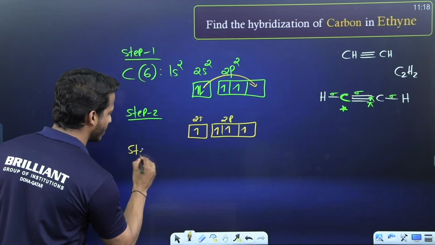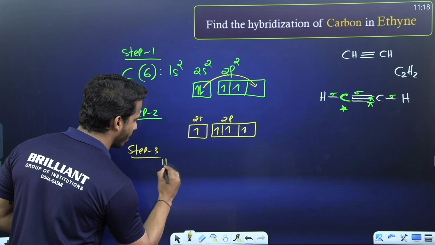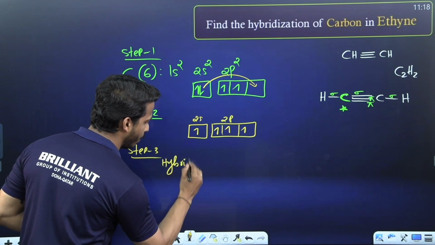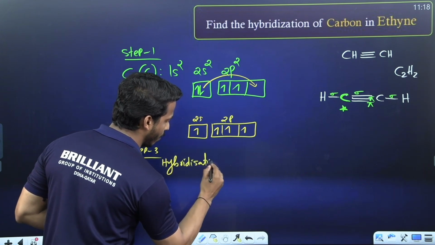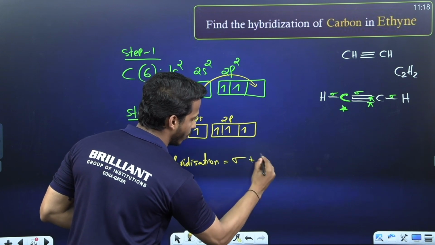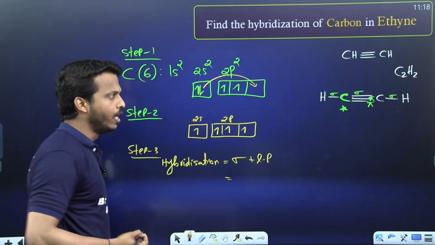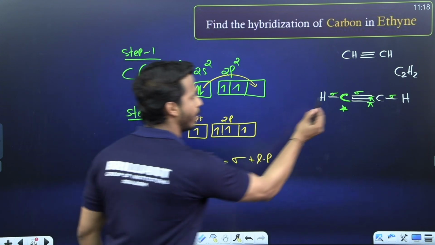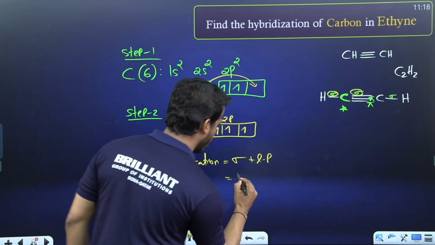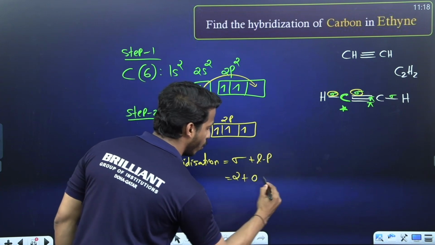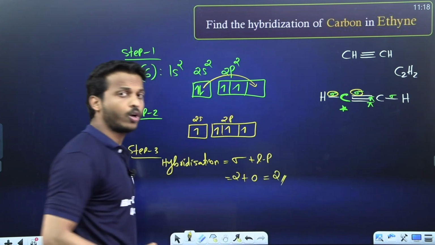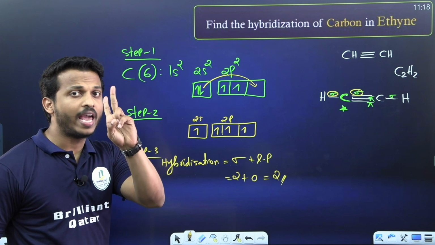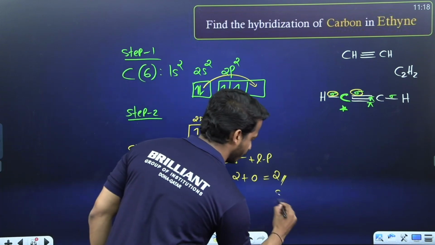Let's go for the last step, step 3. Step 3 is the hybridization calculation. Hybridization is given by the sum of sigma bonds and lone pairs on the central atom. Here carbon is the atom we are considering. Total how many sigma bonds on carbon? 1, 2, right? 2. Is there any lone pair? No. Total sum is 2. Total sum 2 means, I told you, sp is the hybridization.